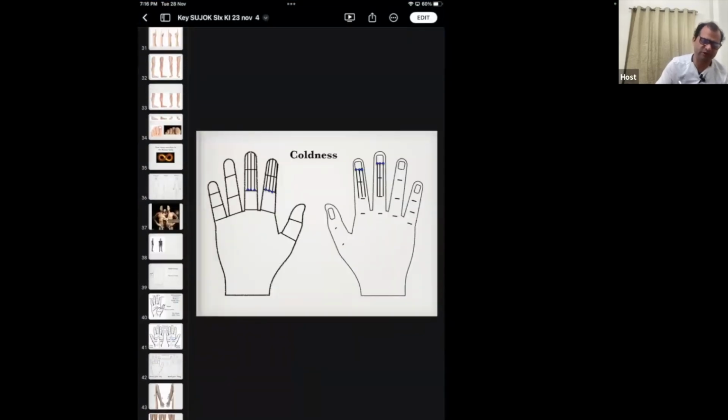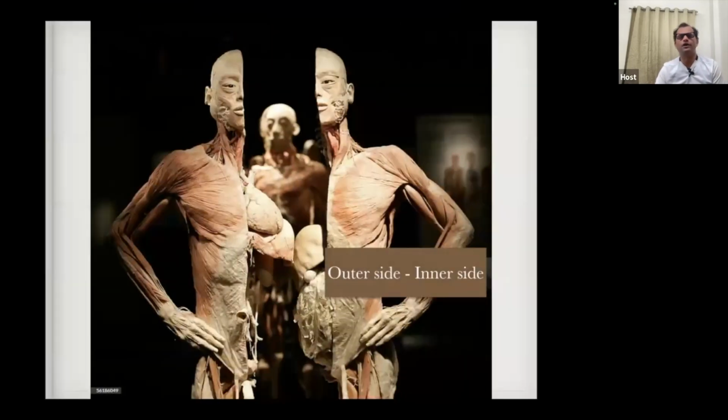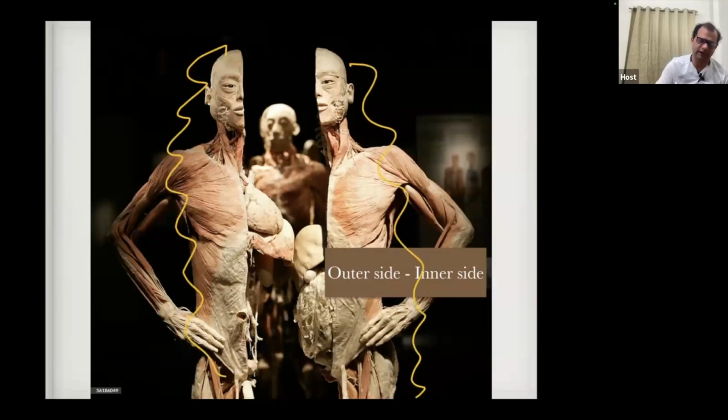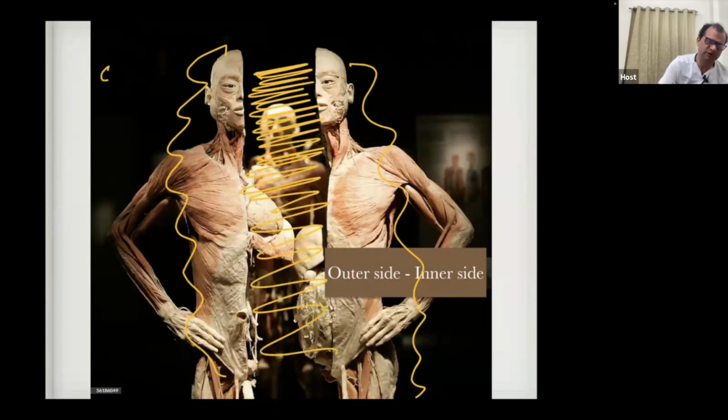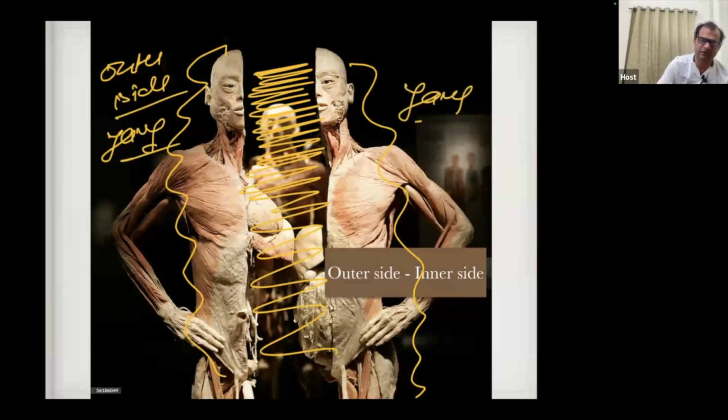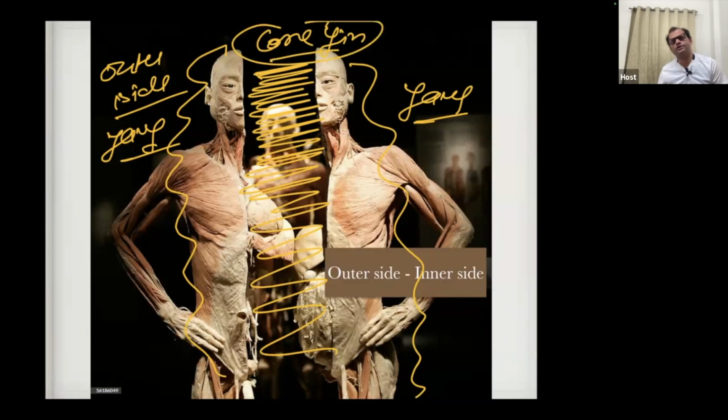If you remember, yesterday we discussed, if we cut the body in 2 halves, अगर हम body को 2 half में बांटते हैं, so this is the outer side and the center is the inner side. So the side of the body means the outer side, where we have yang meridians, and the inner side or the core of the body, where we have yin meridians. जहां पर हमारे yin meridian हैं.